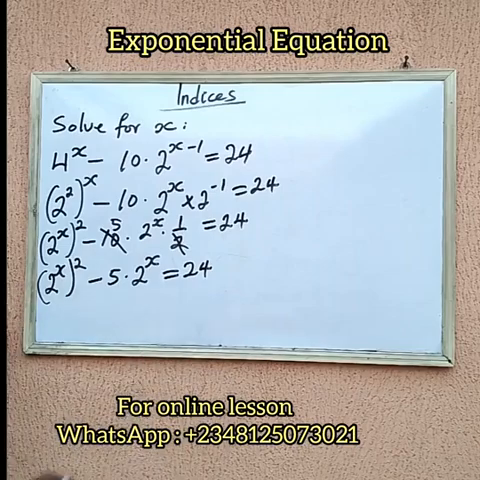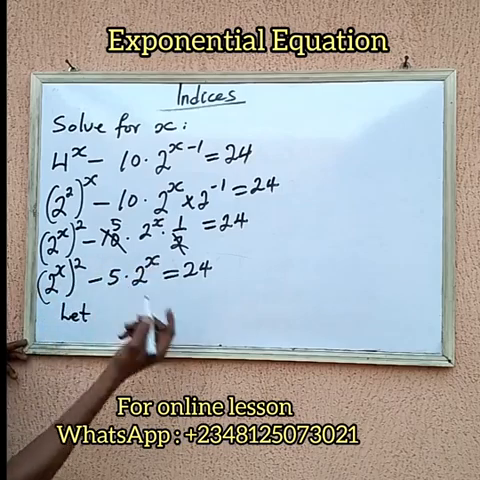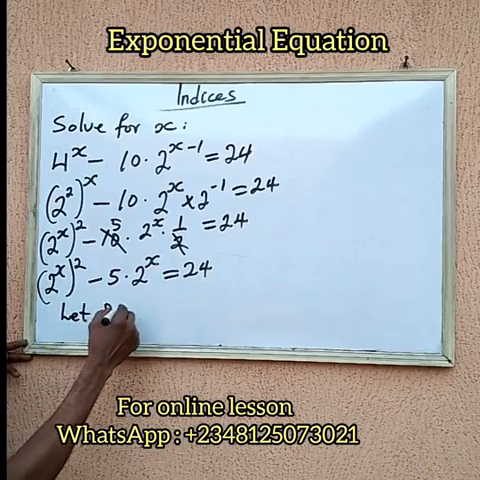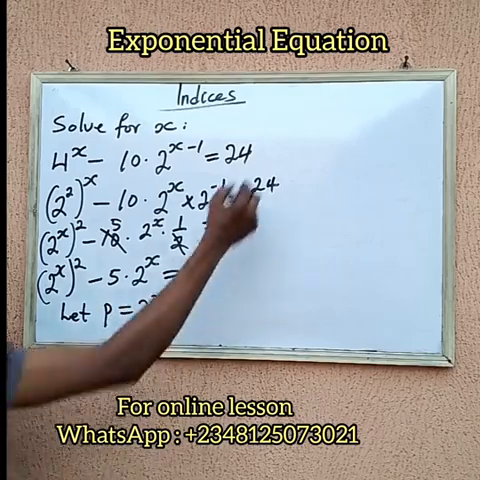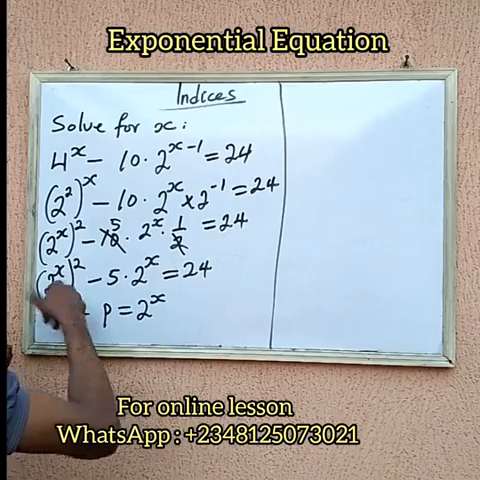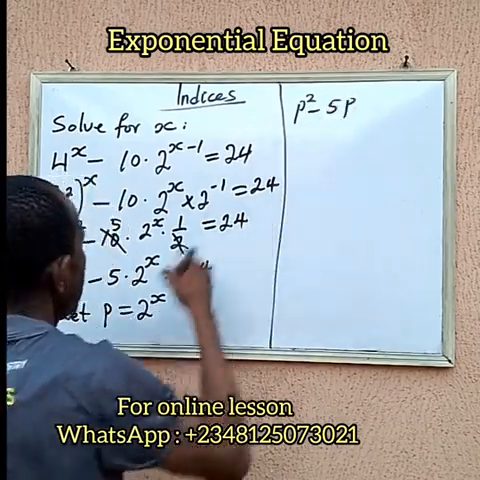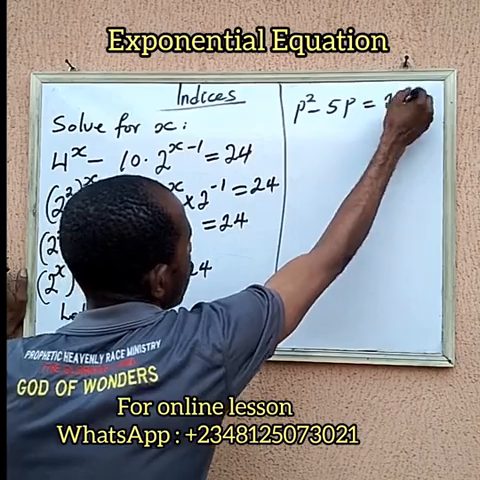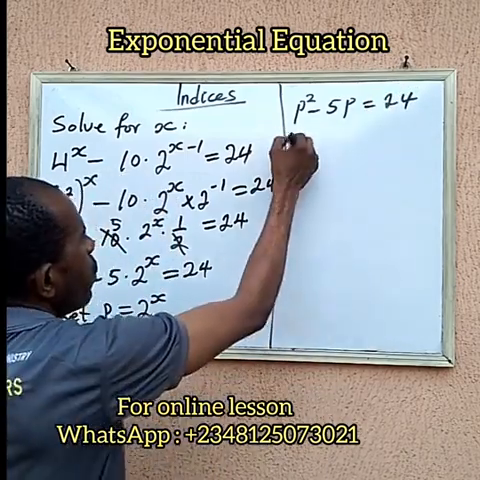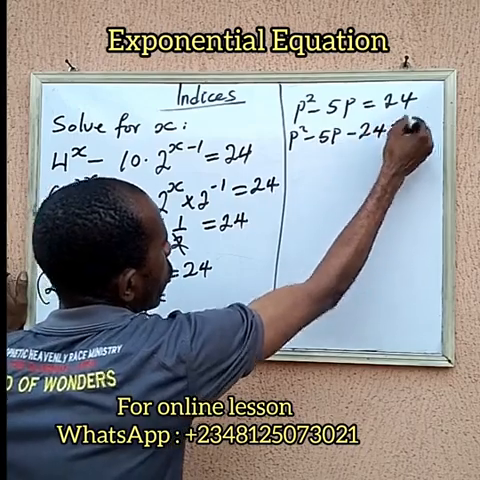Now, let us use what is called algebraic substitution to represent 2 exponent x. We have 2 exponent x, so automatically this becomes a quadratic equation. We can use any alphabet of our choice, but let me use p. Let p equal 2 raised to the power x. So that here, our equation now becomes p squared minus 5p equal to 24. Now let us make it quadratic: p squared minus 5p minus 24 equal to 0.